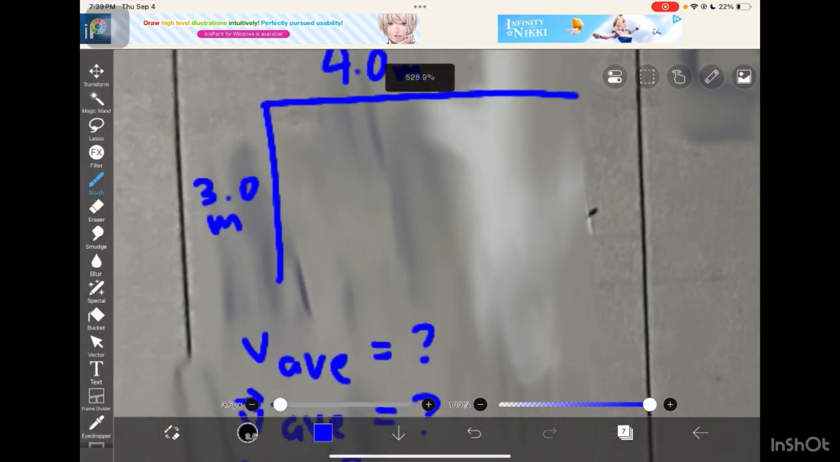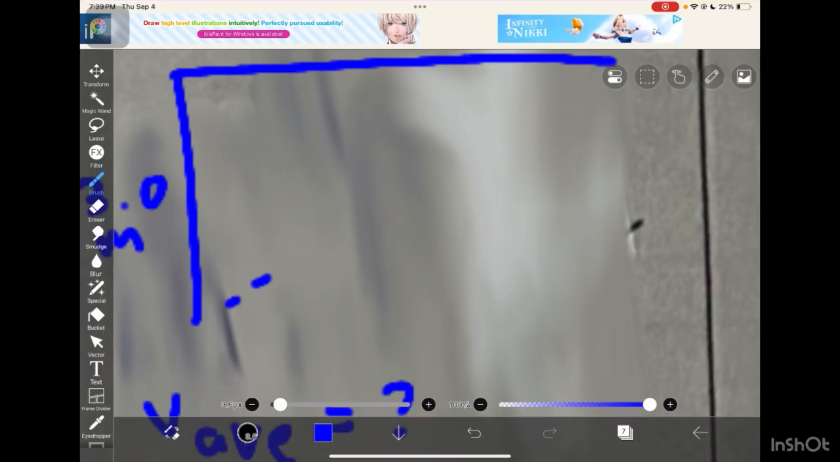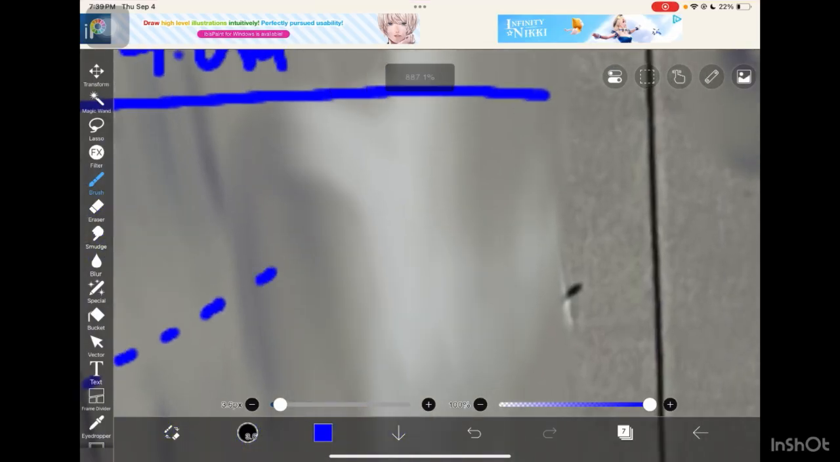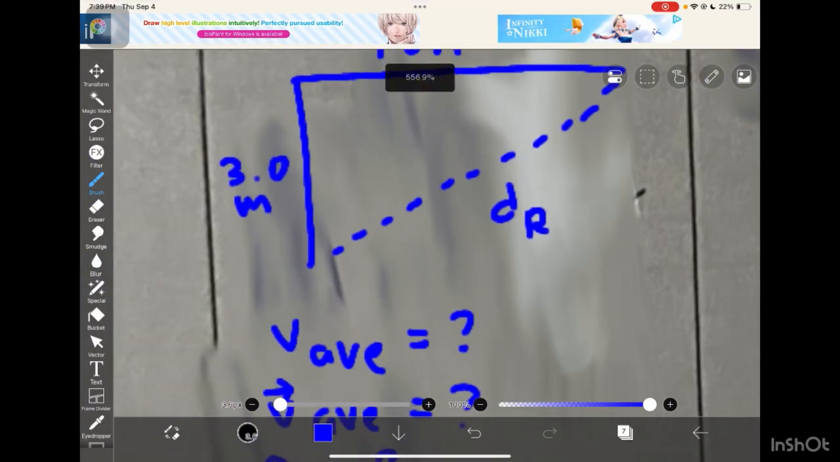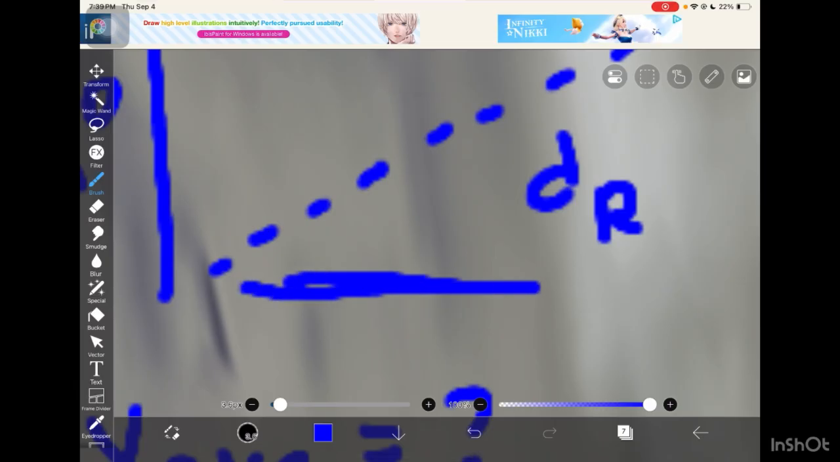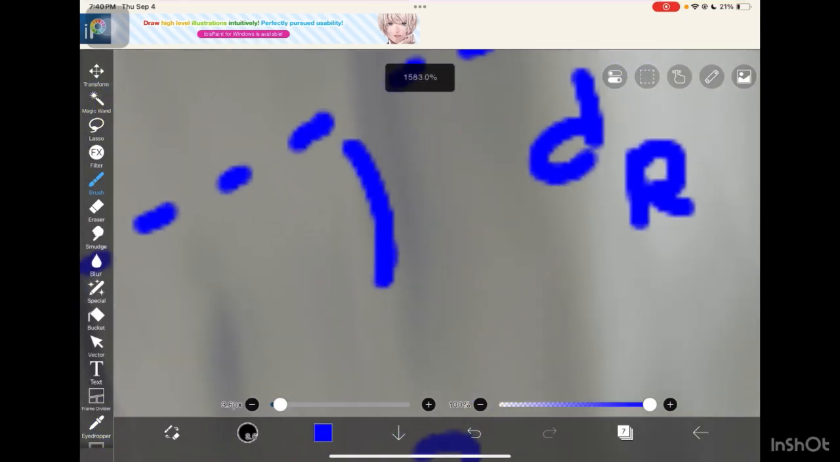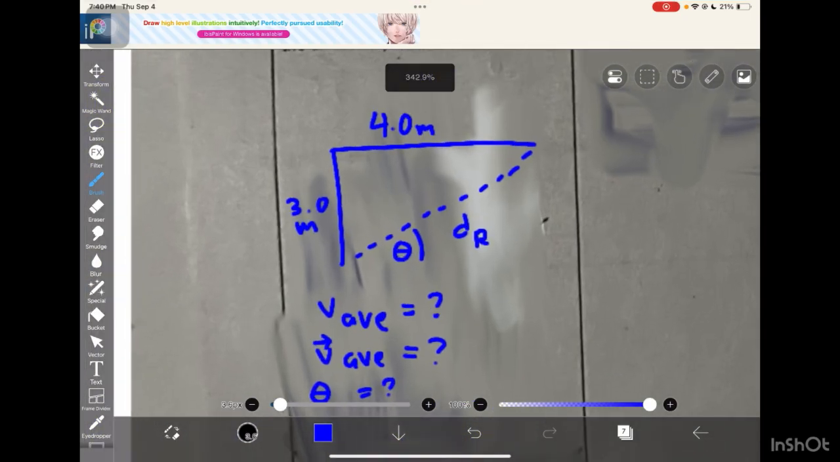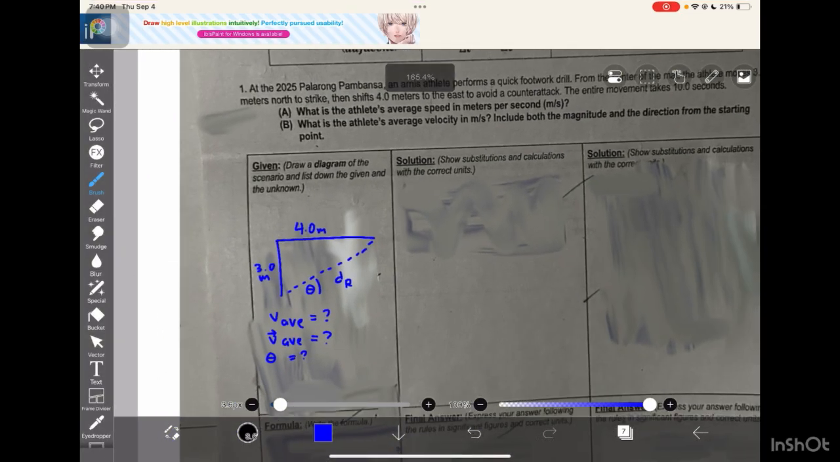Okay, we're good. So first and foremost, we need the displacement, obviously, which can be drawn by doing this. So you can label this as d sub r. Then you see this one over here. So this is east. So we want to go here, north of east. So we want to make a line like that, and you could label that as your theta. So yeah, that's pretty good. I think we have everything.